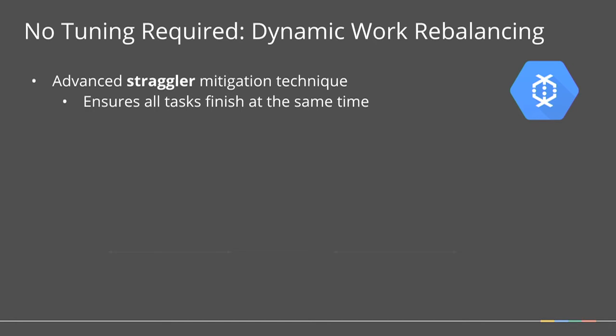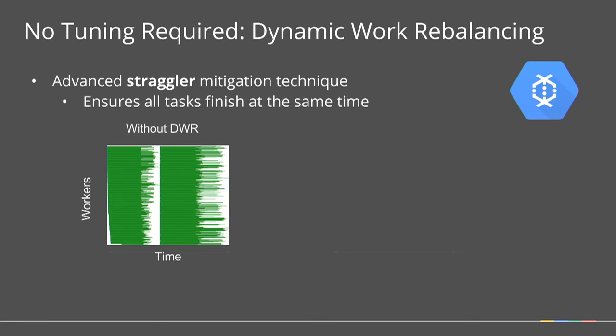So what is dynamic workload balancing? It's an advanced straggler mitigation technique that ensures that all tasks finish at the same time. Let's look at a traditional MapReduce job. Two stages. The x-axis is time. This is around 20 minutes. And these are workers. I don't know, there were like 50, 60. One horizontal line shows a worker working. The green means the worker is busy. White means I'm twiddling my thumbs, right?